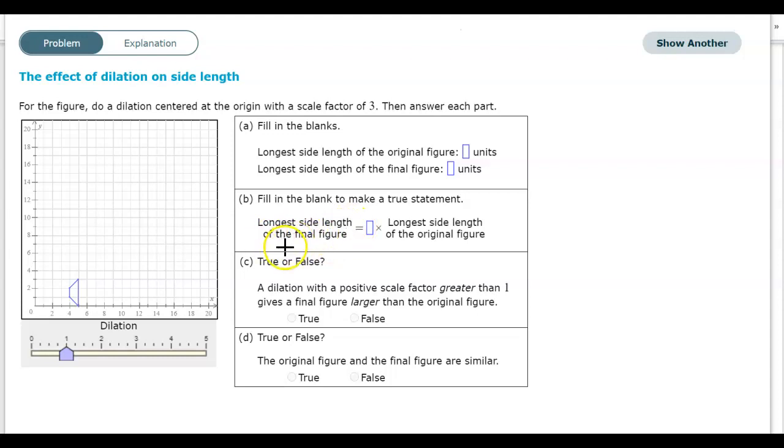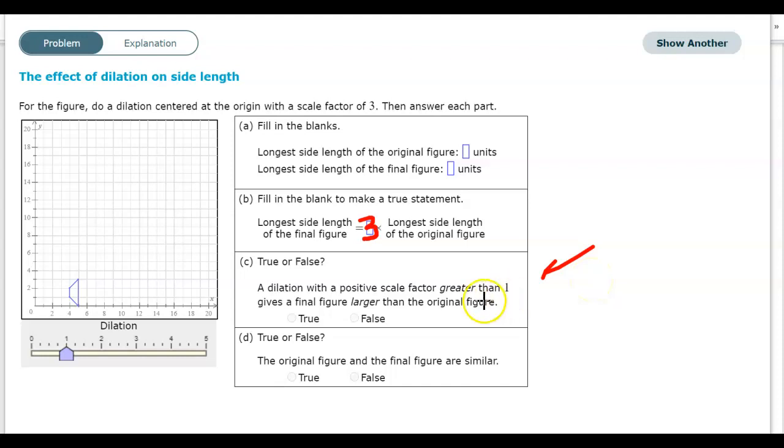The longest side of the final figure is equal to what times the longest side of the original figure? So it's going to be a scale factor of 3, so it's going to be 3 times the longest side of the original figure.